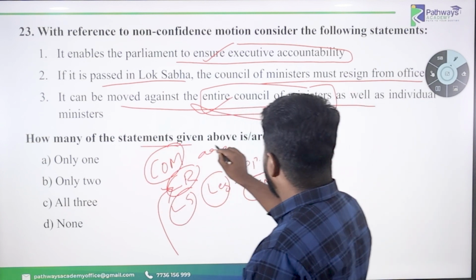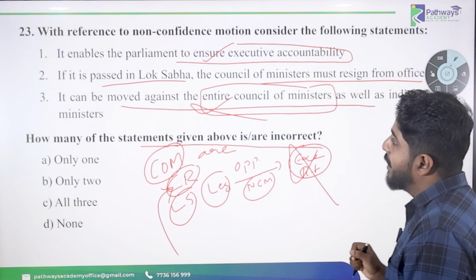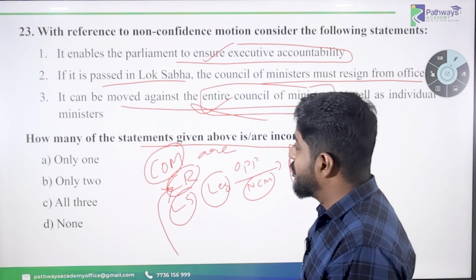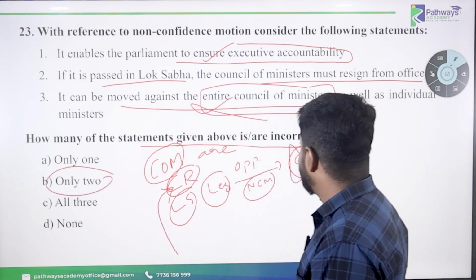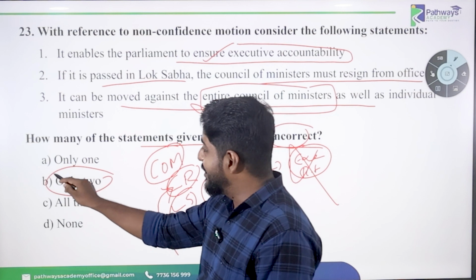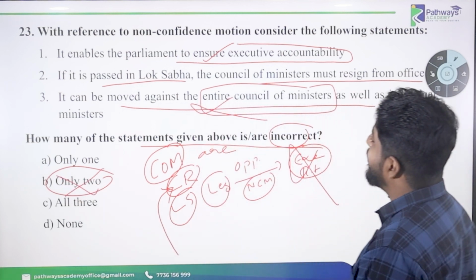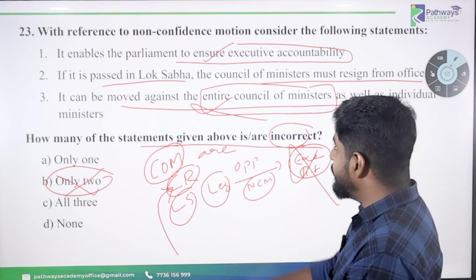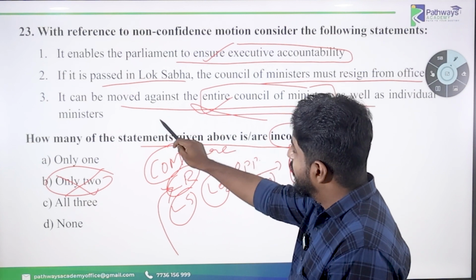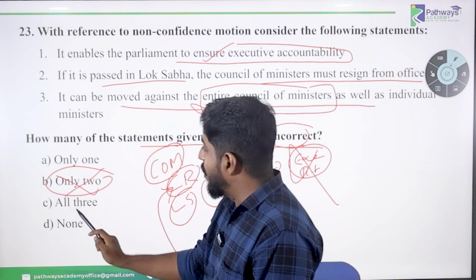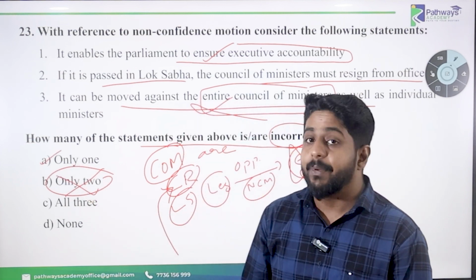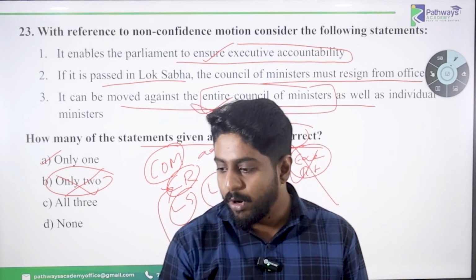So how many of the statements given above are correct? In fact, the first statement is correct. The second statement is correct. The third statement is wrong. So only two statements are correct. No, sir, you are supposed to choose the incorrect statement, isn't it? So this is not the answer. Incorrect statement means, yeah, this is a correct statement. This is in fact the wrong statement. Only one. So the answer for question number 23 is option A.